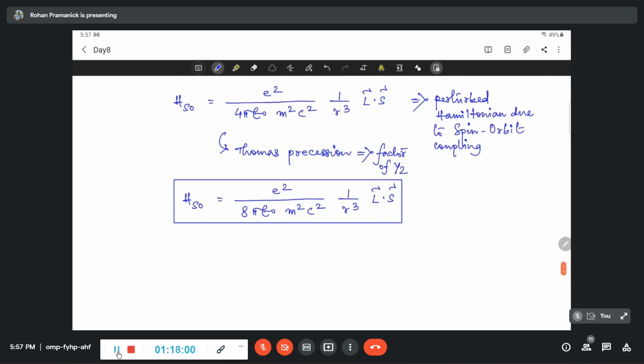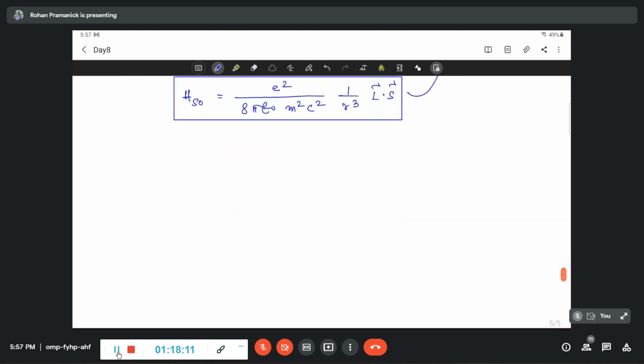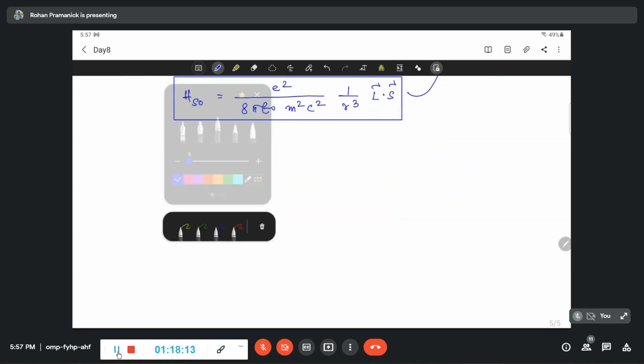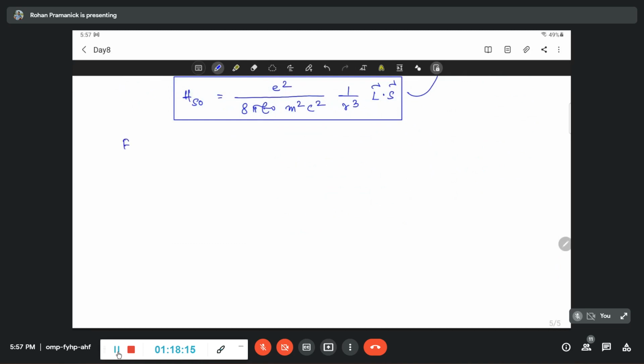Okay, fine. Yes, now it is fine. So now the task is the same. What we have to do is find the expression for this energy correction. So this is E_SO^(1). So what is E_SO^(1)? E_SO^(1) is nothing but psi H_SO psi.